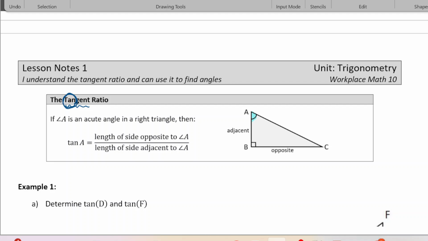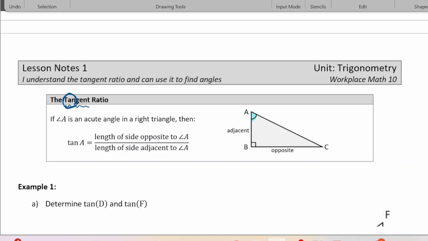So the tangent ratio for an angle in a right triangle is when you divide the opposite side by the adjacent side. First we have to work on labeling our triangle.